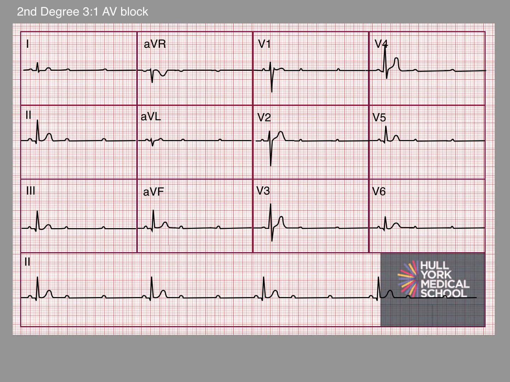It's also possible to have a 3-to-1 second degree AV block, so in this example it would be only every third P wave that is transmitted through the AV node to give a QRS complex. Again, the ECG looks like someone has just simply erased the QRS complex after every second and third P wave before the pattern repeats.